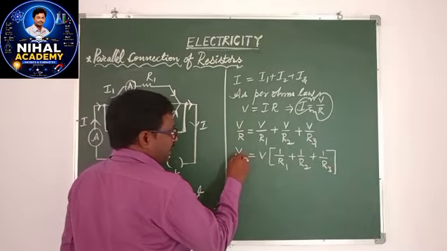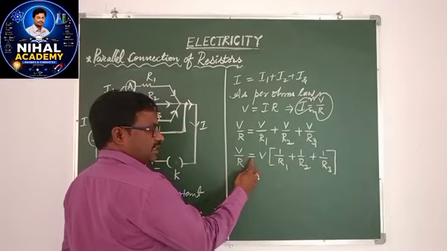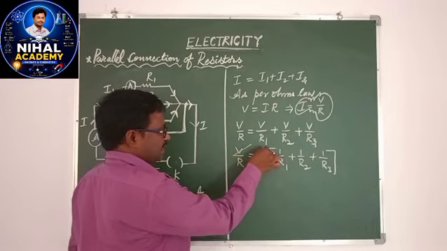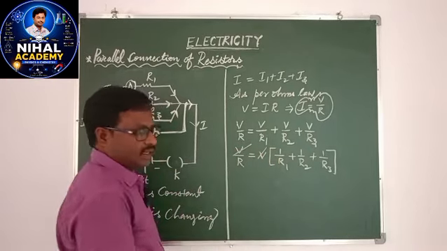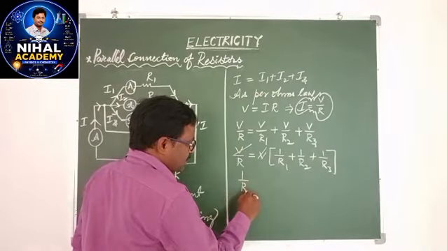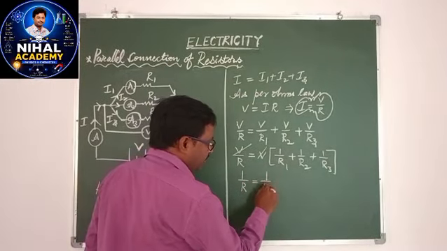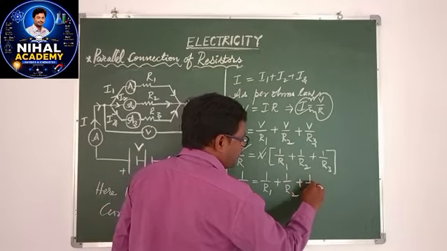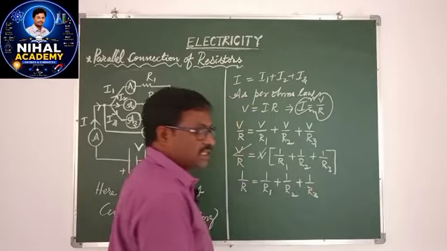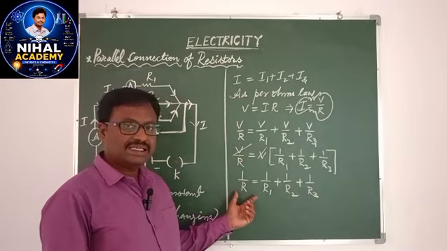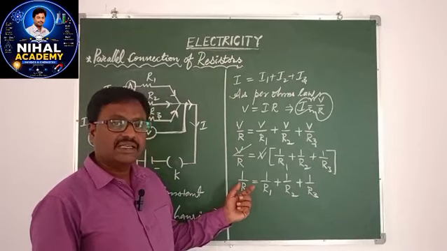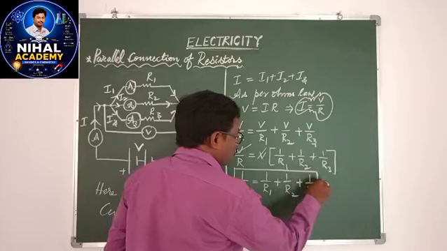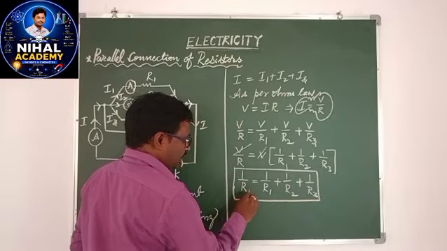So this is equal to V by R. Here, on either side of the equality symbol, V is constant, the same value, so we can cancel V. Then 1 by R is equal to 1 by R1 plus 1 by R2 plus 1 by R3. So this is the final resistance, or resultant resistance, or equivalent resistance in the parallel connection. For a parallel connection, we can write P here.